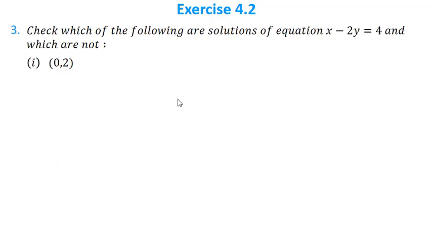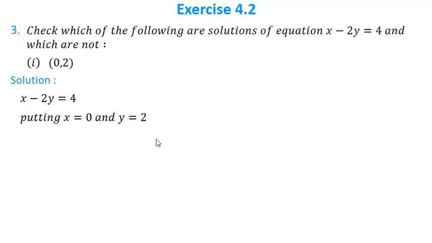Third question is check which of the following are solutions of equation x minus 2y equal to 4 and which are not. So they have given first 0 comma 2. That means they have given value for x as 0 and value for y as 2. I have to check whether this is a solution or not. So for checking, I will put the value of x as 0 and value of y as 2 in the left hand side of this equation.